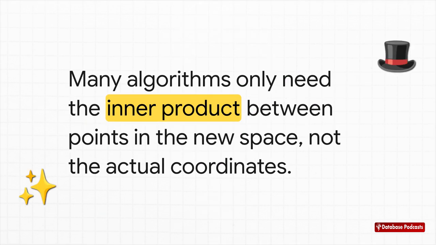You know what? It would be a nightmare, but this is where the magic really happens. It turns out that for a lot of algorithms, we don't actually need the new coordinates of the points themselves. All we need to know is the relationship, the dot product, between pairs of points in that new space. And we can get this result without ever actually going there, thanks to something called the kernel trick.